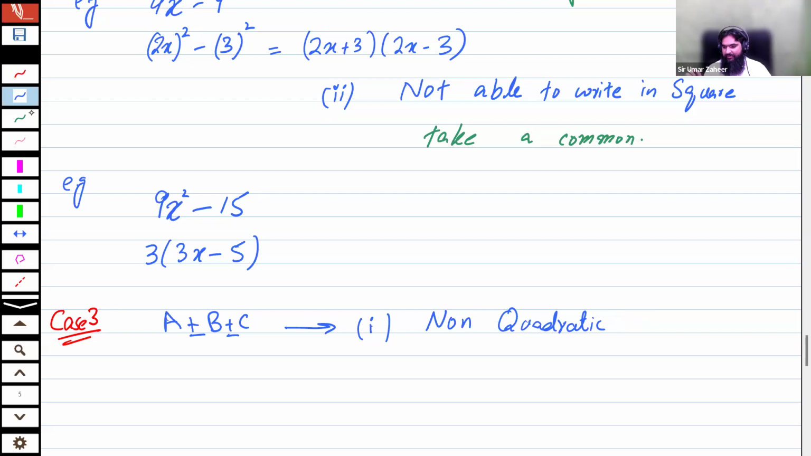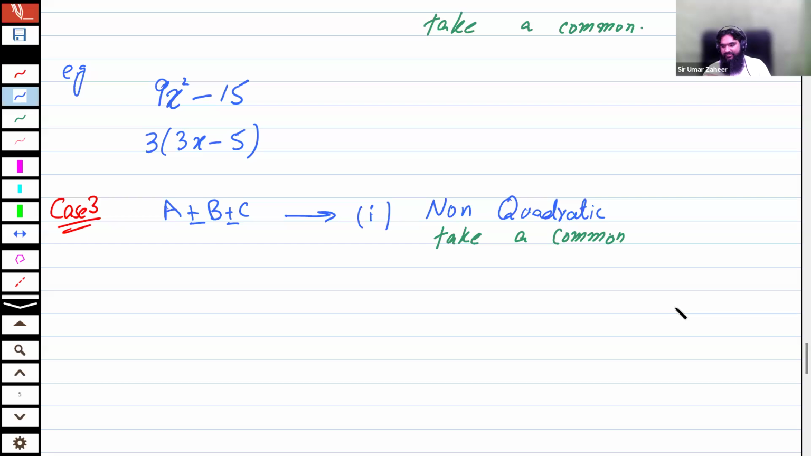If it is non-quadratic, what you have to do, you have to take a common. You don't have to overthink about it. If it is non-quadratic, you just have to take a common from the three values. Now, for example, you have 4xy plus 9x square plus 7xy.